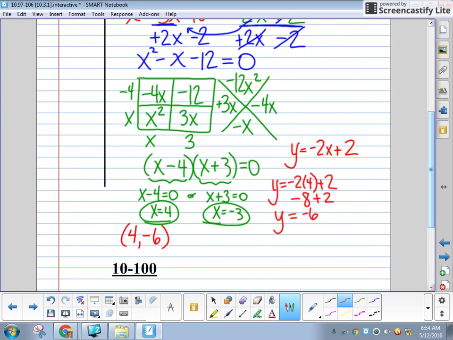Now I'm going to do the same thing with negative 3. Y equals negative 2 times negative 3 plus 2. Negative 2 times negative 3 is a positive 6, plus 2 is 8. So that means my other point of intersection is the ordered pair negative 3, 8.